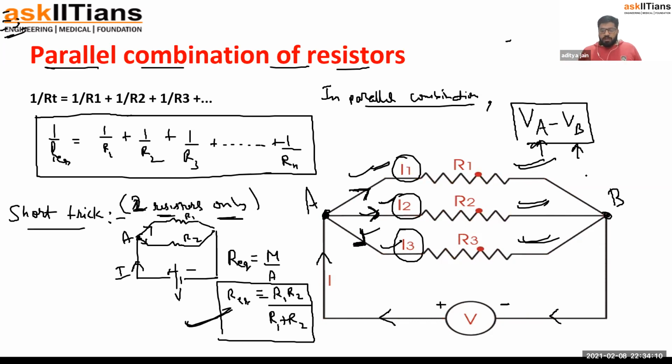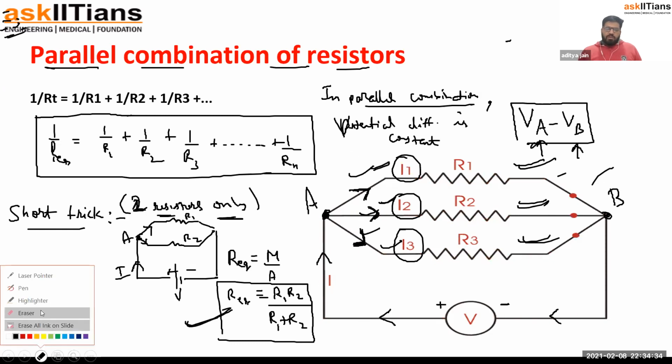That's why they will be equal. So can I say in parallel combination, potential difference is not constant? Sorry, I have written it wrong. Potential difference is constant. Yeah, by my mistake. Potential difference is constant. Okay.